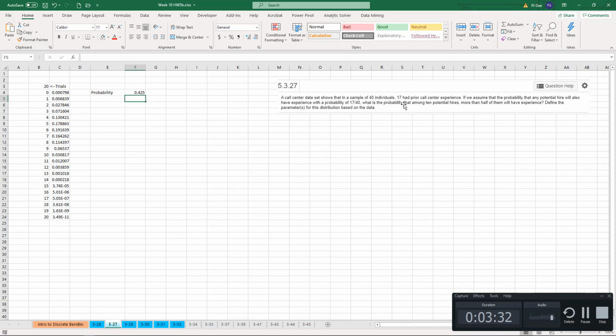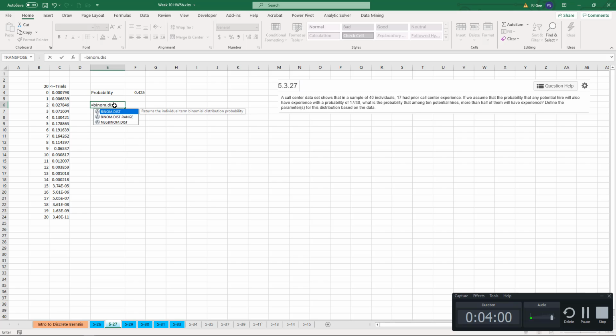It's constant. All right, so now let's remember what we had to do here. We want to know if we take 10, okay, so the number of trials we're going to have is 10. We're going to pick 10 hires. What's the likelihood that more than half of them will have experience? So now we're going to have to see the other form, using true inside the binomial, equals BINOM.DIST. Okay.